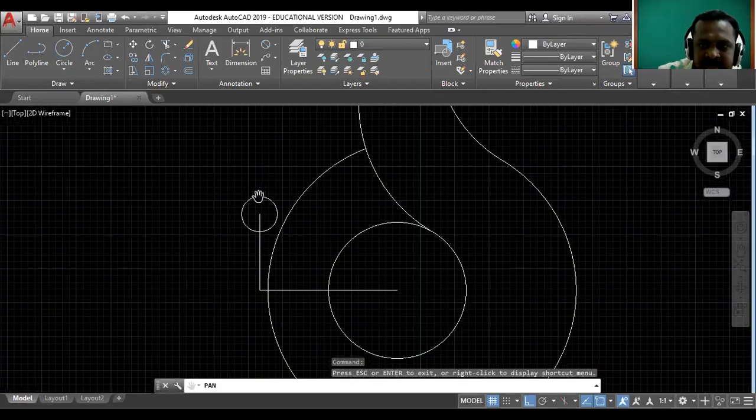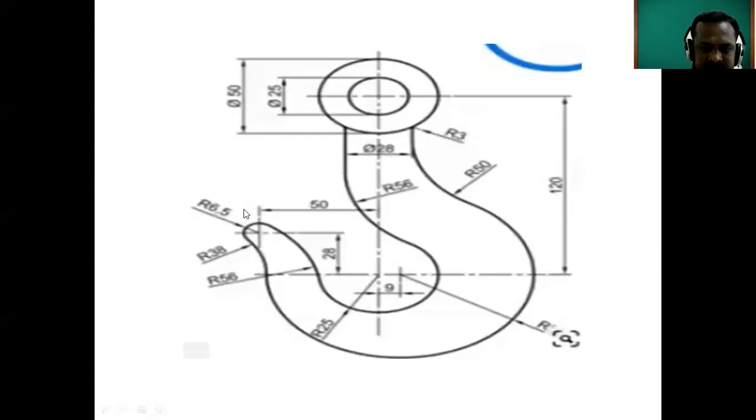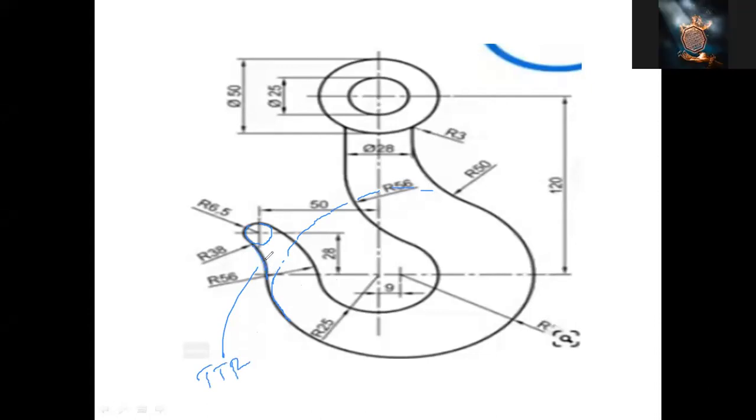Then see the given figure, which part is remaining. Now this circle is completed. Just see carefully here. Now we have to join this circle with this bigger circle, which we have already drawn here. How to join with the help of the tangent radius circle? What is the radius of this curve? 38. First we will try to draw this curve and then insert 38.